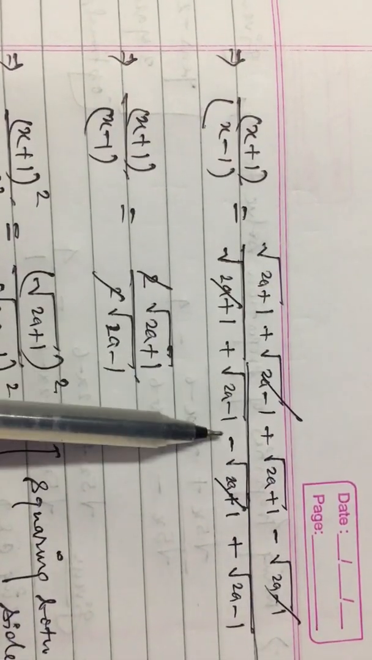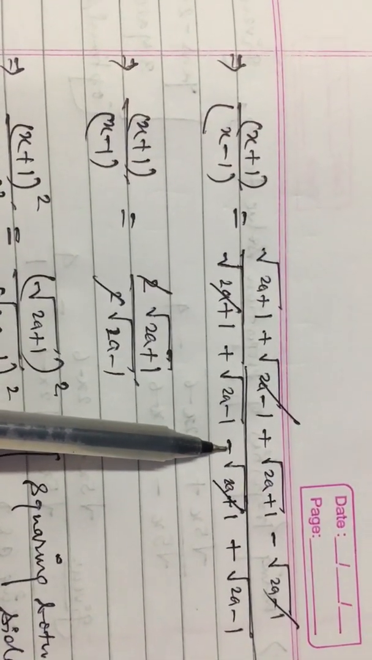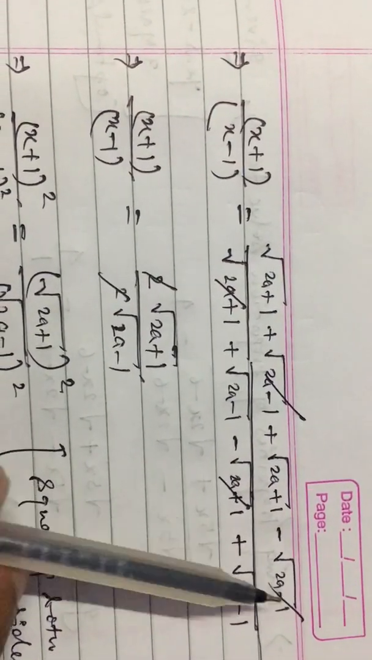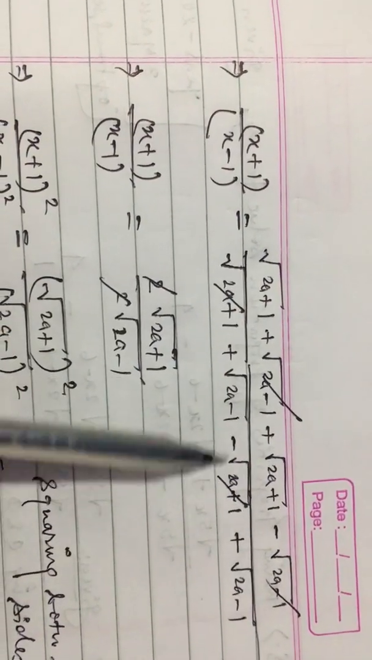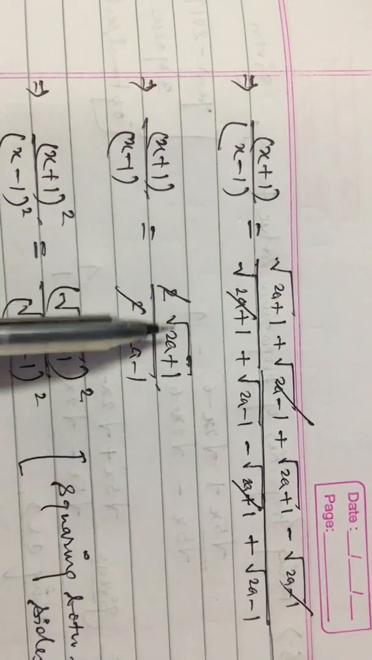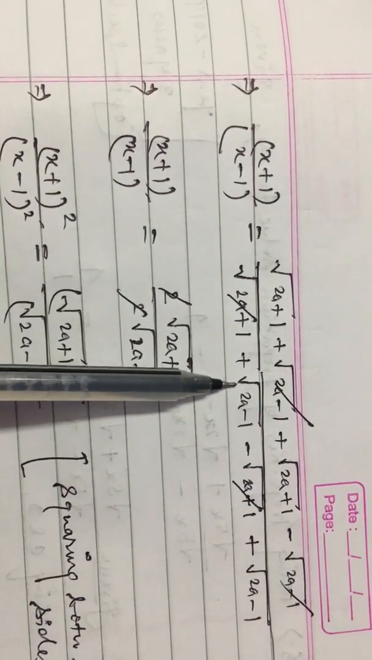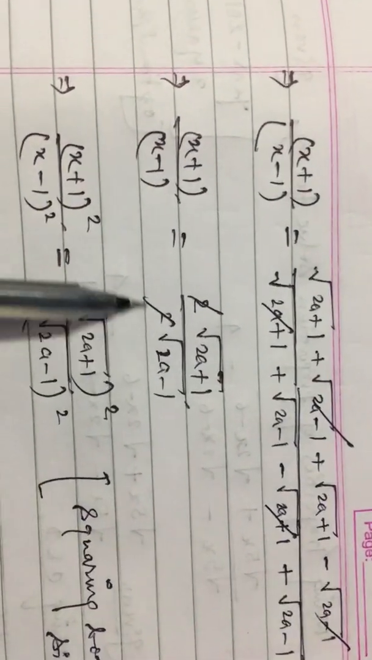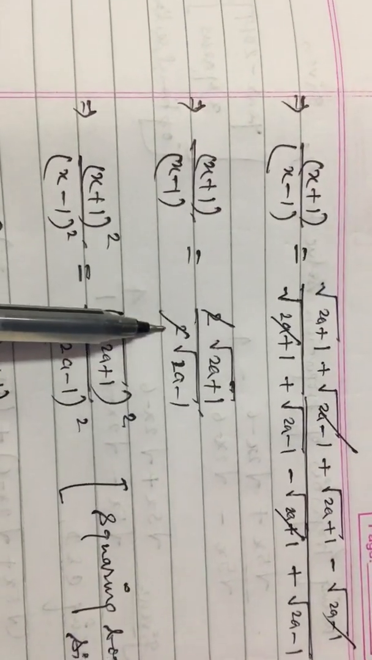In the denominator part, this bracket we have to open, and here will be minus and here will be plus. This will be cancelled, this will be cancelled. Root under 2a plus 1, root under 2a plus 1, 2 times root under 2a plus 1, root under 2a minus 1, root under 2a minus 1, 2 times root under 2a minus 1, this 2 cancel.